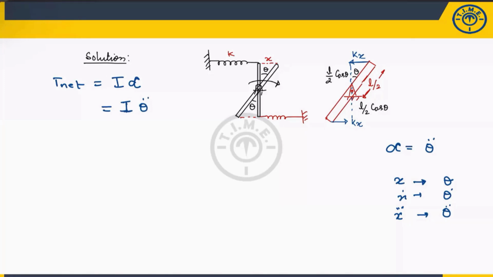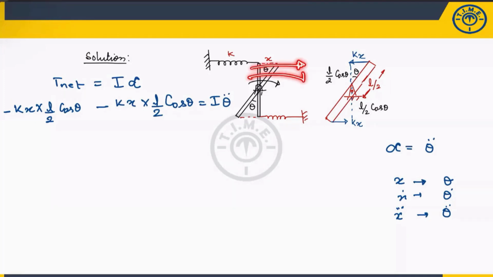Net torque is nothing but minus kx into L by 2 cos of theta is equal to I into theta double dot. Same thing. You are giving the initial displacement, that means torque is acting here. So net torque is equal to I into alpha, the motion in this direction. But these forces are creating the torque in the opposite direction. That's why I have taken a minus sign.